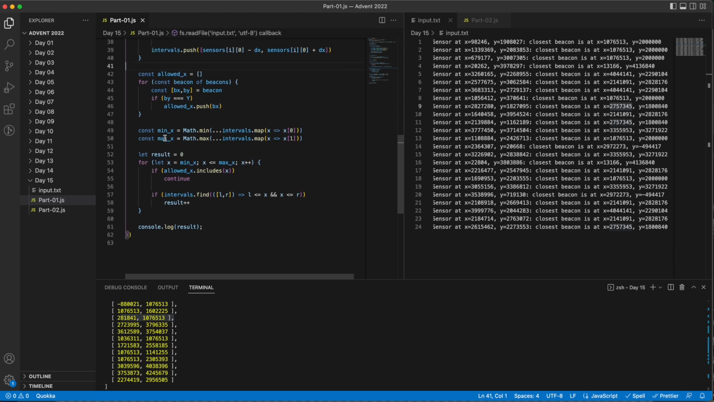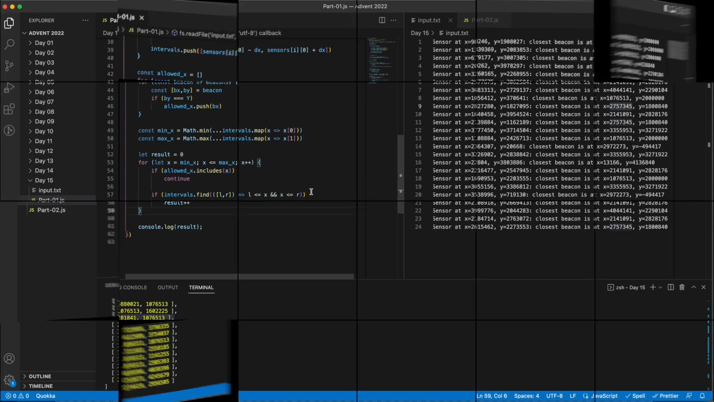Then I will find the minimum and maximum, and here I am just checking if that position is already allowed. If so, I will just continue, otherwise I will add it to the result if it is between the left and right. And then at the end I will just log to the console and everything is fine. So this was part 1. So let's go to part 2.